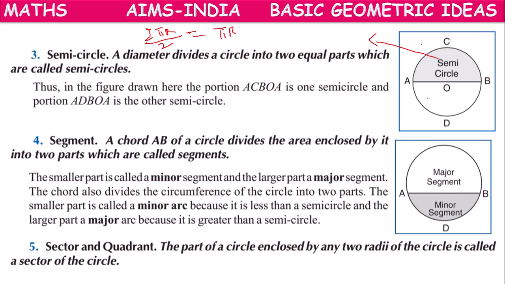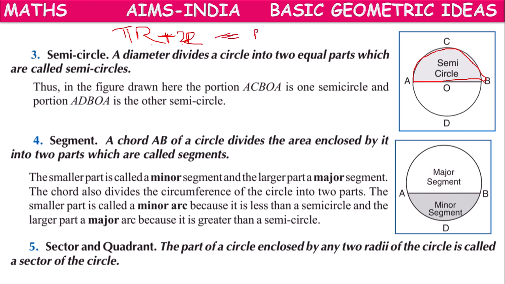Pi r. This semicircle, this length is considered as pi r. Along with that, it also has this length, which is the diameter, r plus r, means pi r plus 2r. Pi r plus 2r. Pi r is this upper part, 2r is this diameter part. This is the circumference of a semicircle.